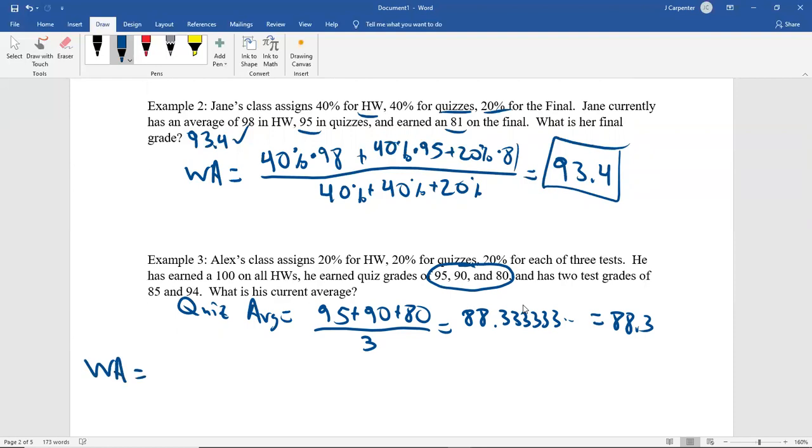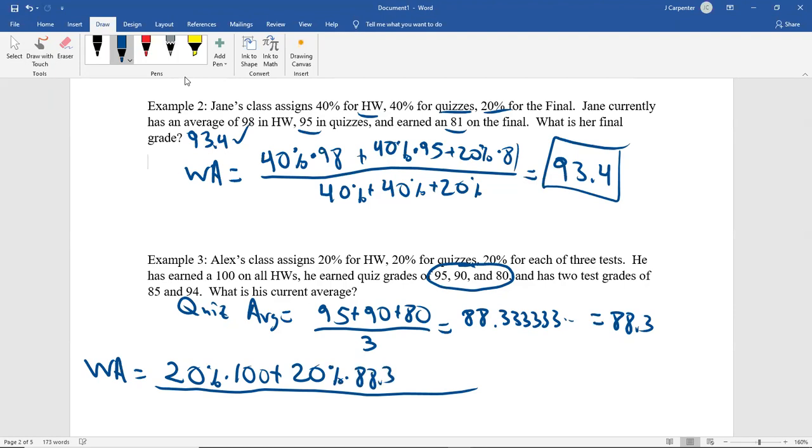So the actual weighted average the student has, we'll do homeworks, then quizzes, test 1, test 2. For the homeworks, that's 20%, that's the weight, times what did we earn? We earned 100 on all homeworks, which means his average is 100. I hope that part was clear. So that was the homework. Then for the quizzes, they count as 20%, and the quiz average we just determined was 88.3. Then we're going to add, and then we're going to do test 1.